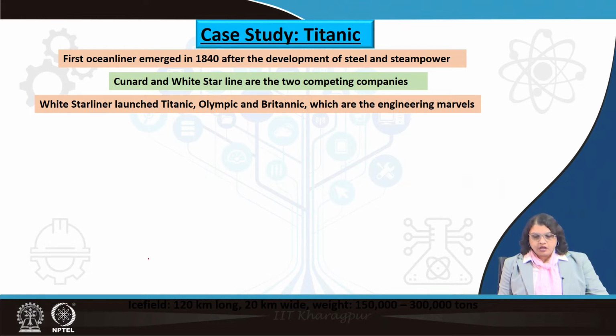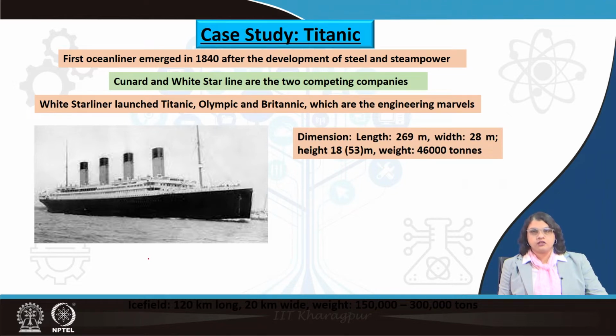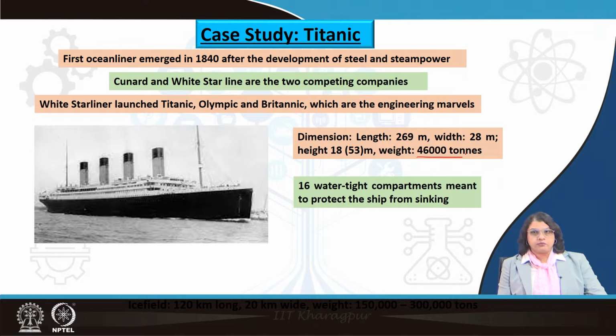Okay, so, you can see the image of Titanic, and it is a huge one, the superstructure having a length of around 270 meters and a width of around 28 meters. Most importantly, it is a really heavy structure with a weight of close to 50,000 tons. And the engineering marvel, when I said that, the design consists of 16 watertight compartments at the base, which is meant to protect the ship from sinking. So, Titanic was actually named as unsinkable.